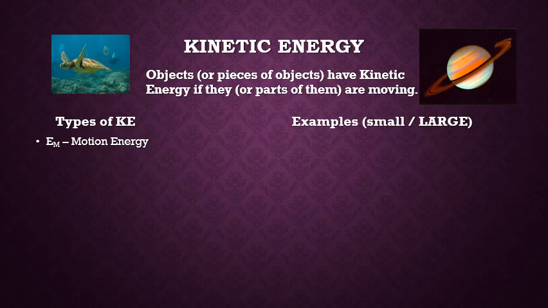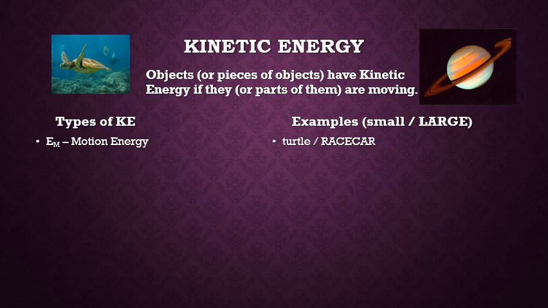So we're going to call that kind of energy for a moving object motion energy. And we're going to label it E with a little m, so we can be clear about exactly what's going on. Some examples of objects that have motion energy. A turtle would have a small amount of motion energy, and a race car would have a lot. There is an equation for motion energy. We're not going to be using it, but you can probably guess that the smaller the object is and the slower the object is, the less motion energy it has. And the larger and faster the object is, the more motion energy it has.